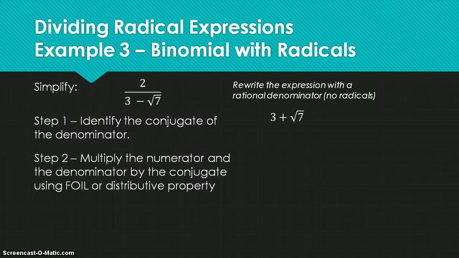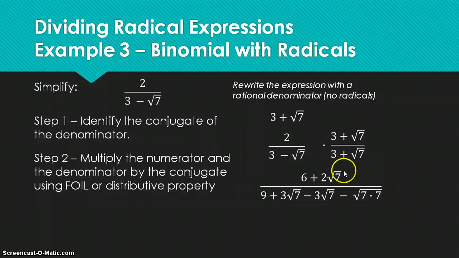My next step would be to multiply the numerator and the denominator by the conjugate using FOIL, the distributive property. So it would look like this. Again, I'm not changing the problem. This again is equal to 1. I'm just manipulating the problem to get rid of the radical in the denominator. And then step 3 would just be to simplify.